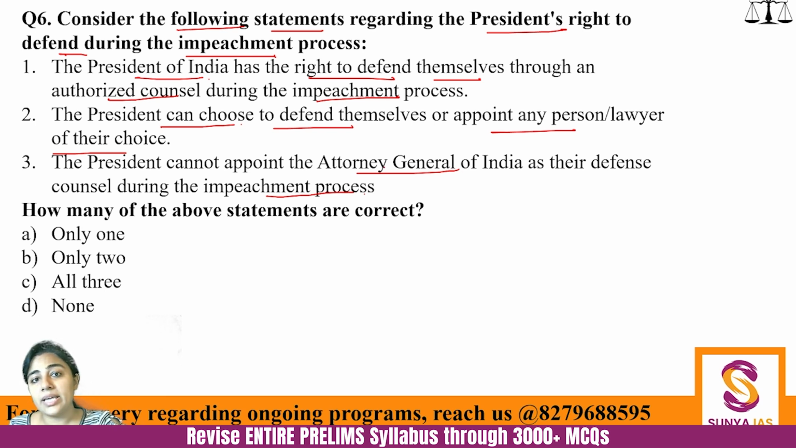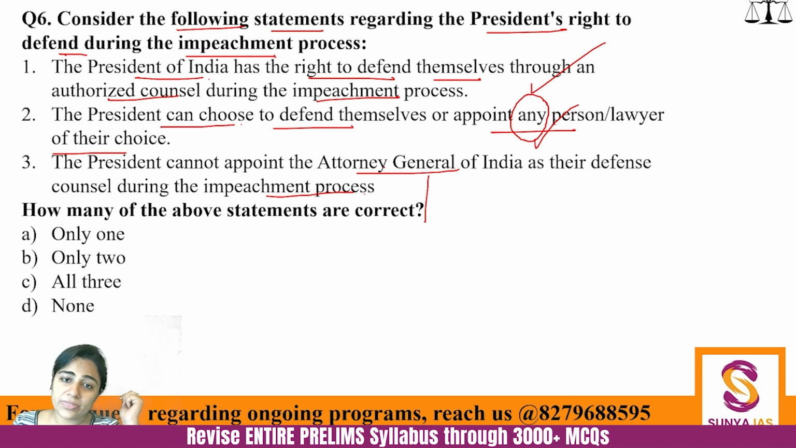This is a very unique thing because, see, we would be knowing that the above two statements are correct. The President of India will of course have a right to defend themselves, because if a violation of constitution charge has been put on them, it's a very serious charge and they need to defend themselves. So first statement is generic, it is correct. They can appoint any person or lawyer, this is correct. Now when they can appoint any person or lawyer, then even the Attorney General of India can be appointed as the counsel. Now listen to this.